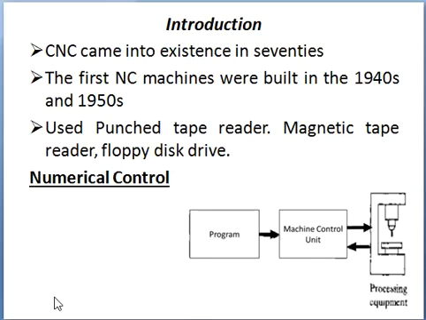Batch production is also easier by using NC machine control. Complex part geometries can also be produced at a higher accuracy. It also has some disadvantages. It has high investment cost compared to the normal manually operated machines.